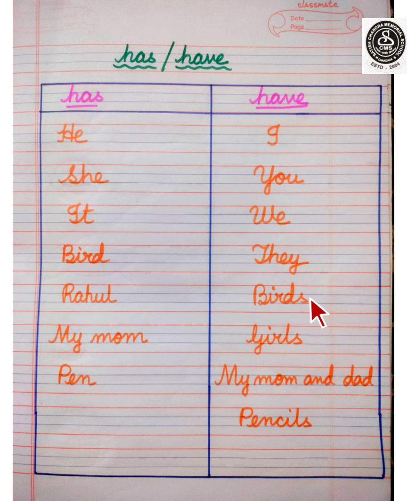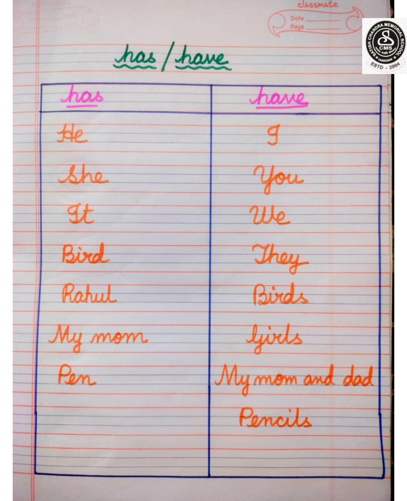Next, birds. Birds means we are talking about many birds. So we can say birds have. Next, girls. Girls means again we are talking about many girls. So we can say girls have. Next, my mom and dad. My mom and dad means we are talking about two people. So we can say my mom and dad have. Next, pencils. Pencils means we are talking about more than one thing, many things, right? So we can say pencils have.